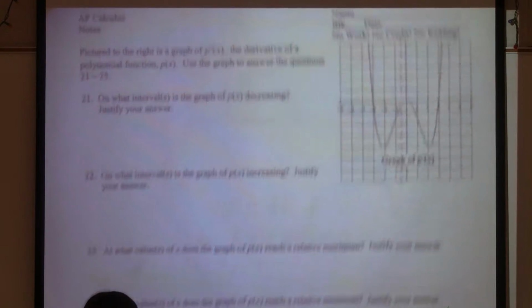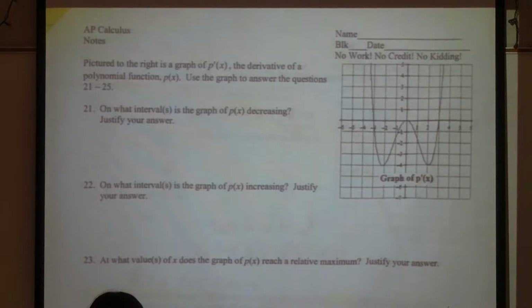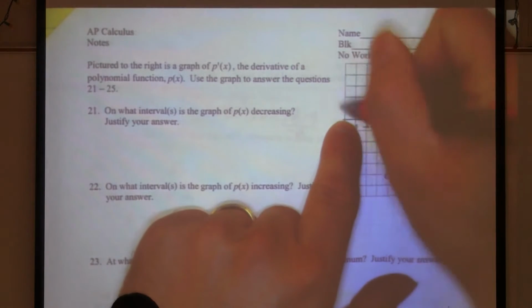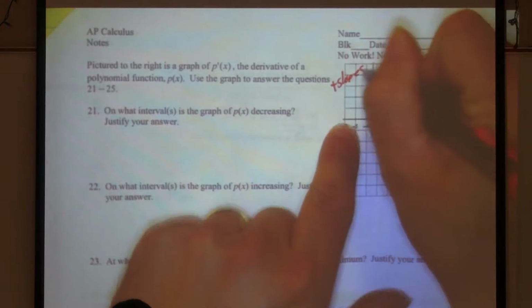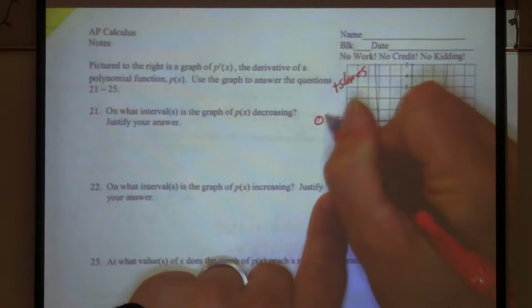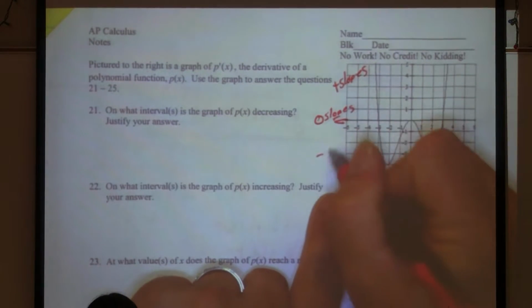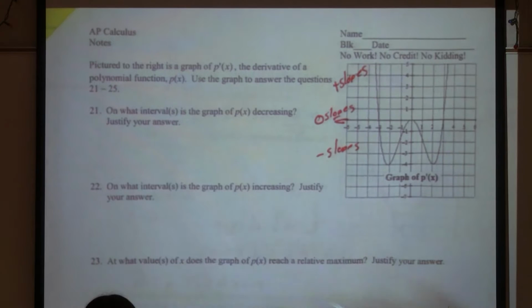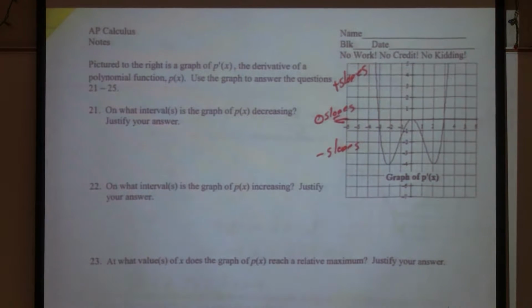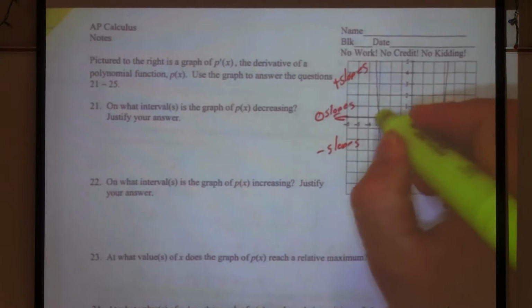Alright, let's look at this guy right here. What are they giving us? The graph of P prime of x. So they're giving us a graph of the derivative, right? Okay, so this is a list of point slopes. So what are the slopes up here on this side? Positive. What are the slopes here? 0. What are the slopes down here? Negative. Which ones did I train you to highlight? The ones at 0, right?